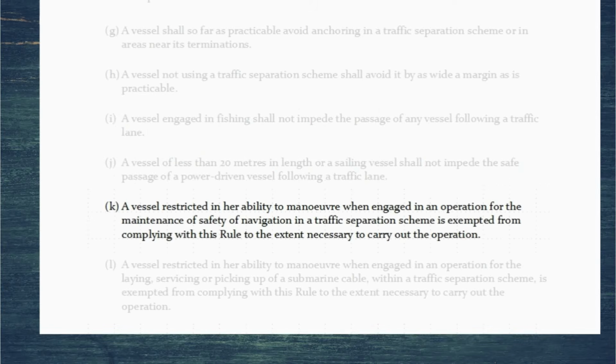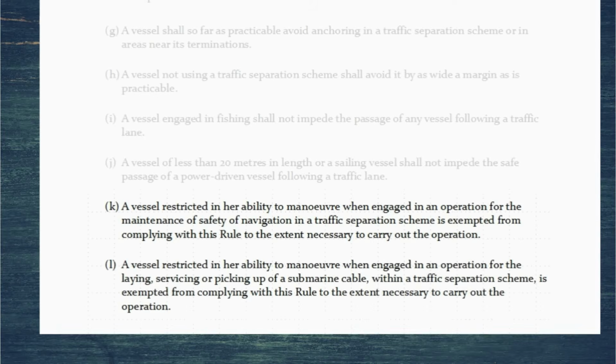Then the final two paragraphs are exemptions to the rule. If you're restricted in your ability to manoeuvre, engaged in an operation for the maintenance of safety of navigation in a traffic separation scheme, and if you're restricted in your ability to manoeuvre, engaged in laying, servicing, or picking up a submarine cable within a traffic separation scheme, in both situations you're exempted from complying with this rule to the extent necessary to carry out the operation.